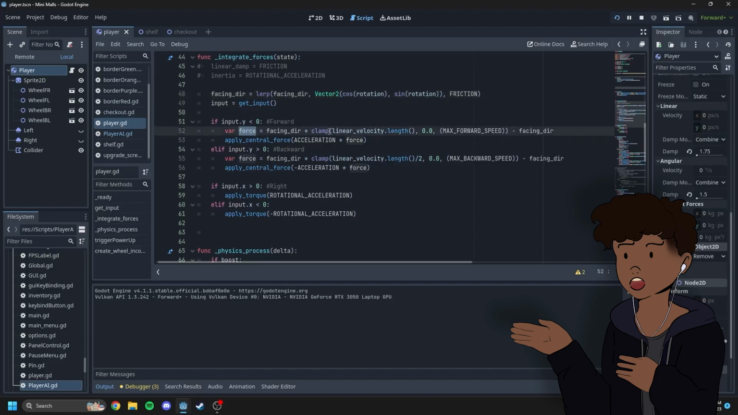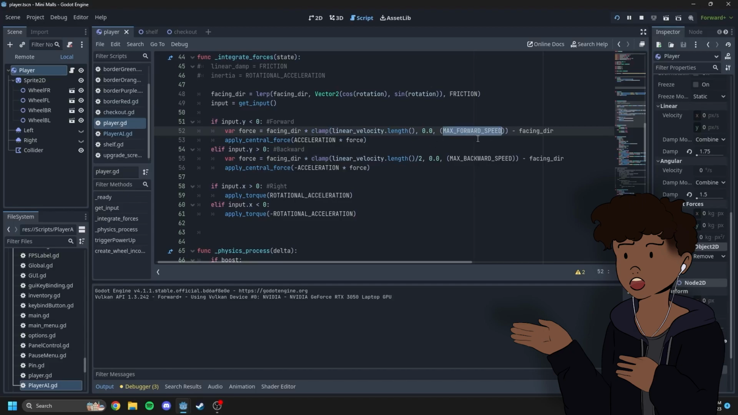The force is going to be clamped at a maximum speed. That's where our max forward speed is getting used. And then similarly with the backwards one, it's going to be clamped at our max backward speed. Clamp, as the name suggests, just limits the length of the velocity, so it just means that we can't speed up infinitely and basically break the game and cause all sorts of problems.